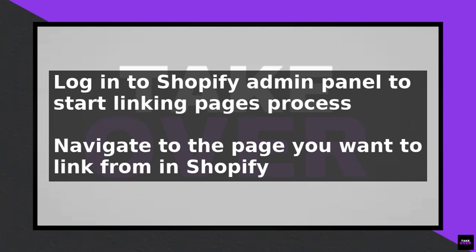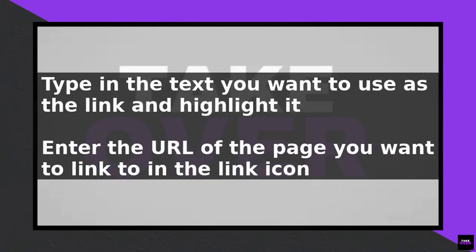To start, log into your Shopify admin panel and navigate to the page you want to link from. This could be a product page, collection page, or any other type of page on your site. Once you are on the page, click on the Add Content button and select the text option. In the text editor, type in the text you want to use as the link and highlight it. Then, click on the link icon in the toolbar and enter the URL of the page you want to link to. You can also use the Link to a Page option and select the page from the drop-down menu.